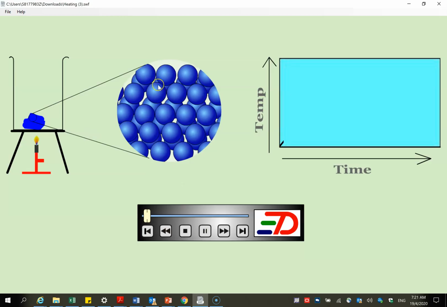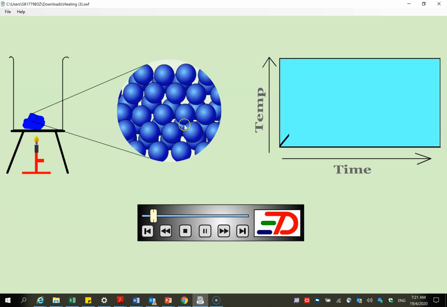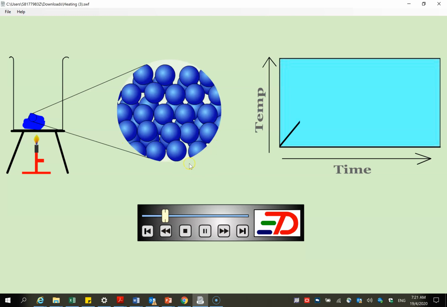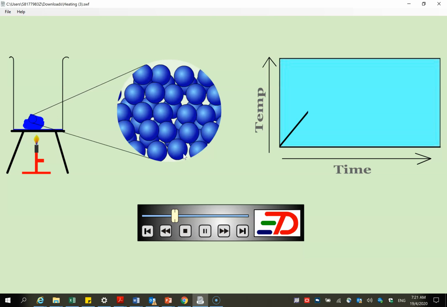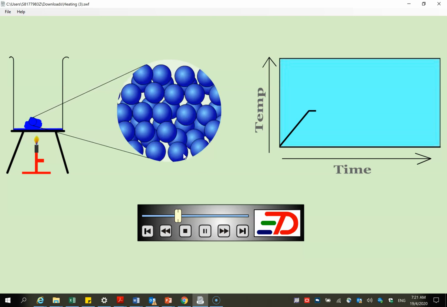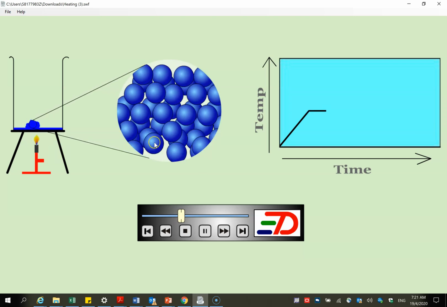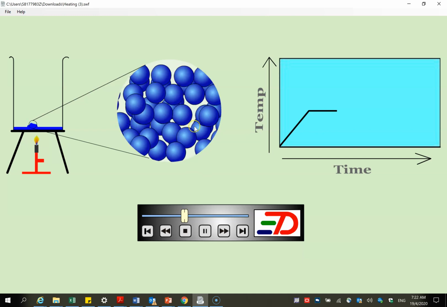This animation shows the particles in the iron rod vibrating, and as temperature increases, the particles vibrate even more vigorously. As you can see, they're vibrating faster and faster until it reaches the melting point and the particles start to slide over one another.